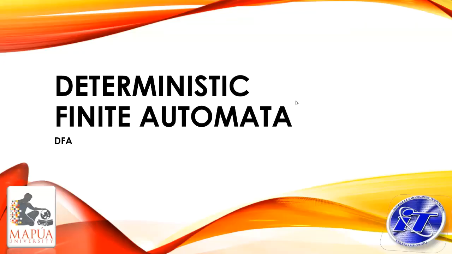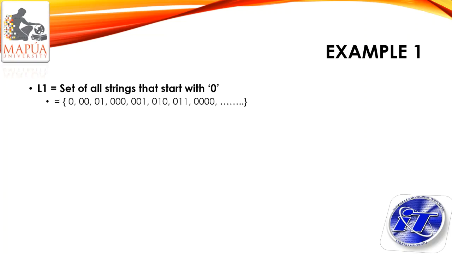Let's continue our discussion about deterministic finite automata, or DFA. So let's have this example 1. We're going to design an automaton, or a DFA, that accepts strings that start with 0. So for example, 0, 0, 0, 0, 1, 0, 0, 1. As long as the string starts with 0, it will be accepted.